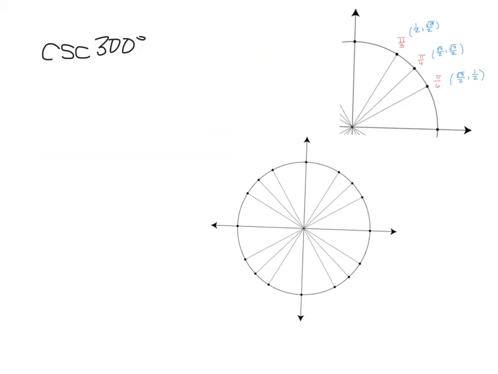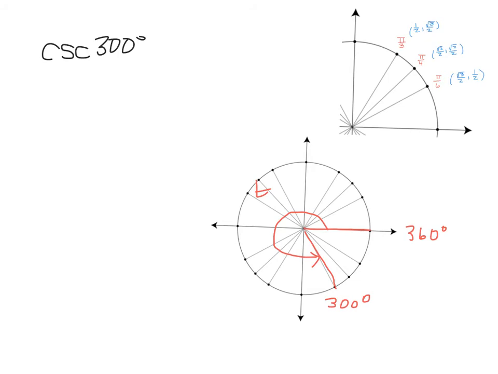Now we're going to look at one with degrees. So cosecant 300 degrees. So remember that all the way around is 360 degrees. So if we're going to find this angle, we want to go almost all the way around, but stop about 60 degrees short. So that angle right there, t, is 300 degrees.